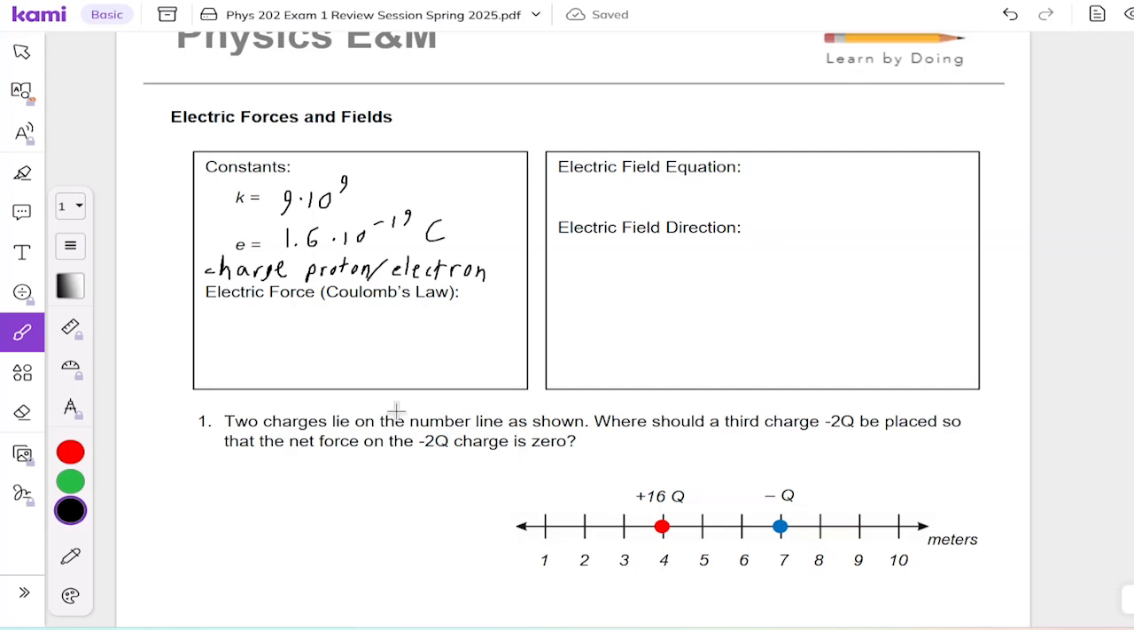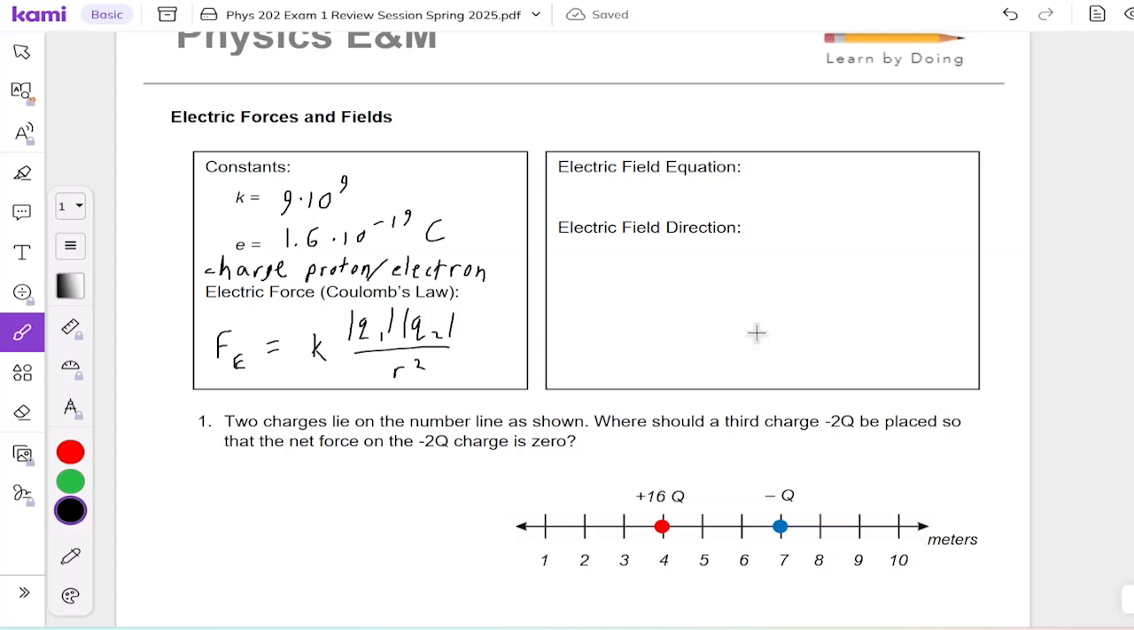Okay. Electric force, Coulomb's law. This is the famous equation, force sub E for electric equals k q1 q2 over r squared. Now, a couple things about this. Number 1, I like to put absolute value signs around my charges, because even if it's a negative charge, I don't want to write a negative force, because I know the direction of force. Like charges repel, opposites attract.